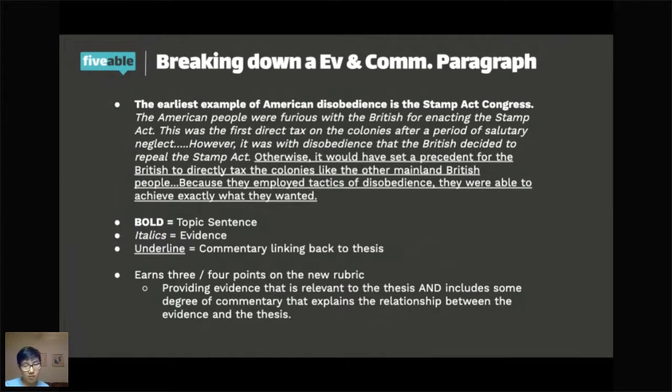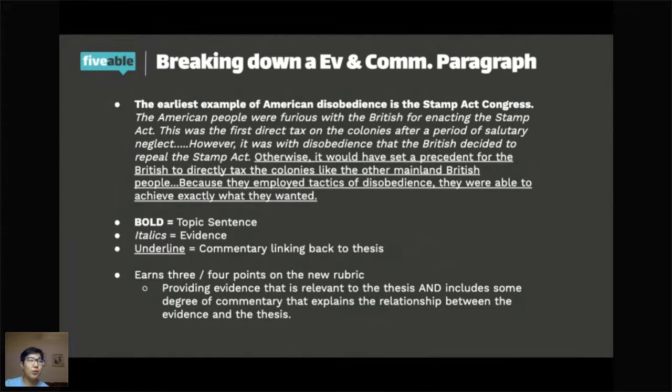This is commentary. That's not something that's like a historical fact. And then because they employed tactics of disobedience, they were able to achieve exactly what they wanted. This just links back to the thesis, and it shows the broader significance of why disobedience matters. So that's really what you want to answer in every single body paragraph. You want to answer what evidence you're providing. You want to answer why it's important and how it links back to your thesis.